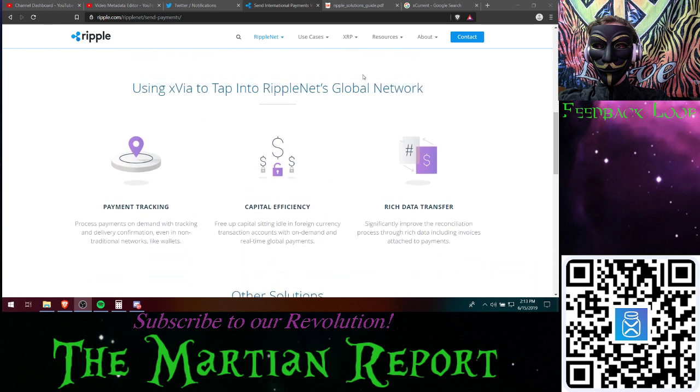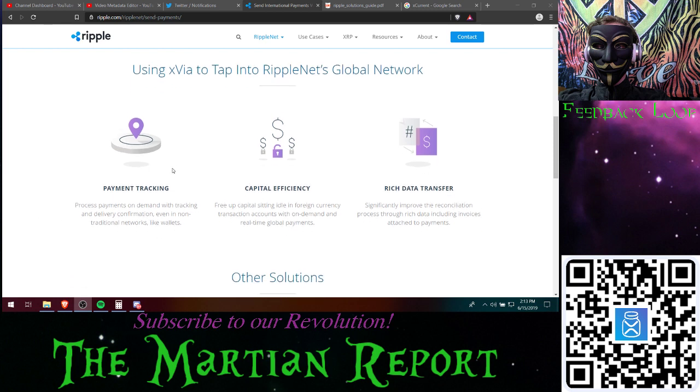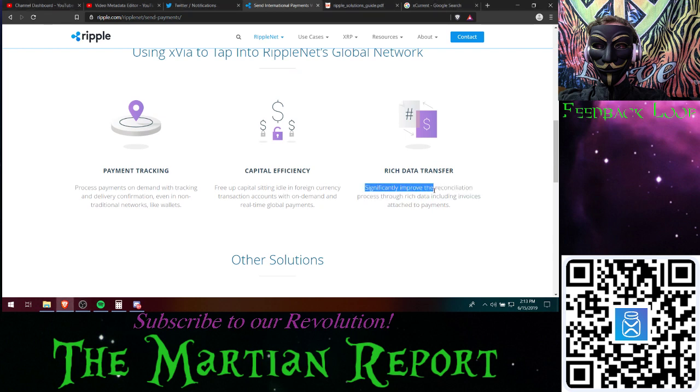Using xVia to tap into RippleNet's global network, it offers payment tracking, capital efficiency, and data-rich transfer. Data-rich transfer means that it's significantly improving the reconciliation process through rich data, including invoices attached to payments. So this is the idea that we're talking about smart money, codable money. Instead of your money just carrying value from one person to another, you can actually attach a message to that, and in this case, an invoice. The capital efficiency is the idea that this is freeing up capital sitting idly in foreign currency transaction accounts with on-demand and real-time global payments.